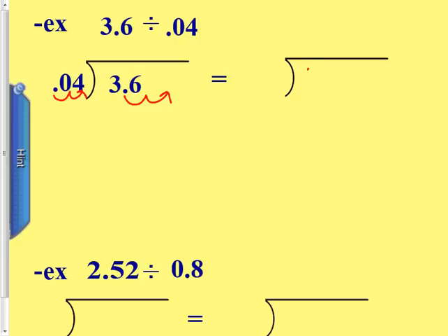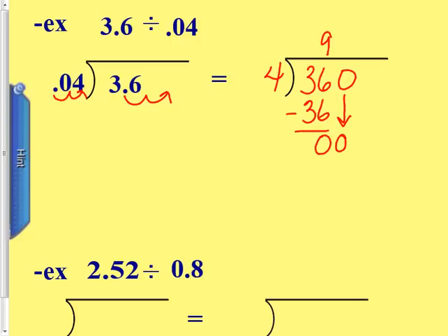I'm going to get then 360 divided by 4. When I work this out, 4 goes into 36 9 times. 9 times 4 is 36. And I'm going to bring down this 0 after I subtract. 9 goes into 0 0 times. 0 times 4 is 0. 0 minus 0 is 0.